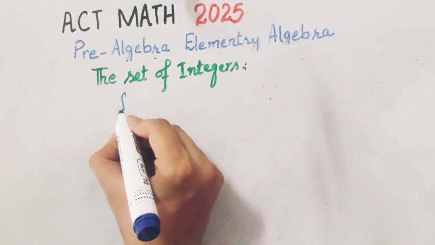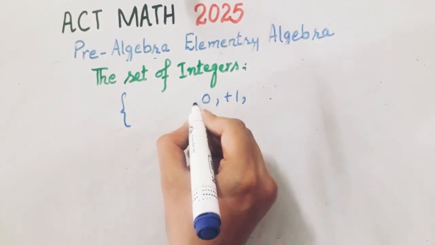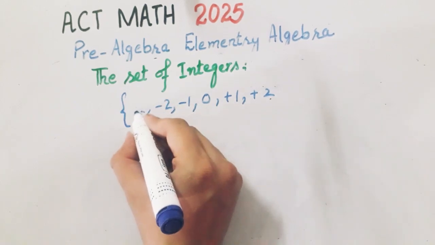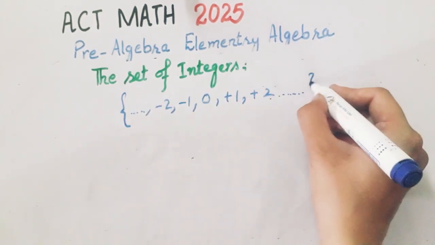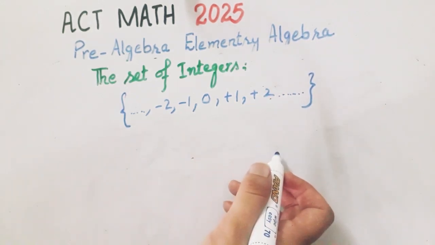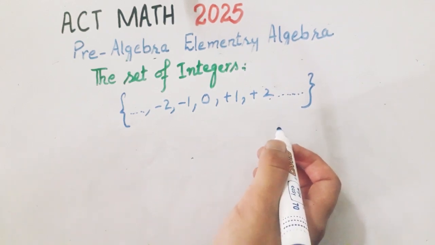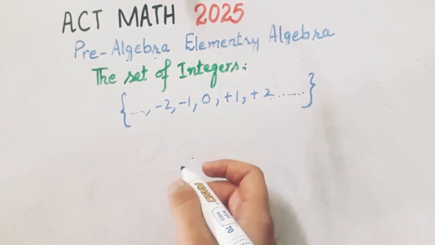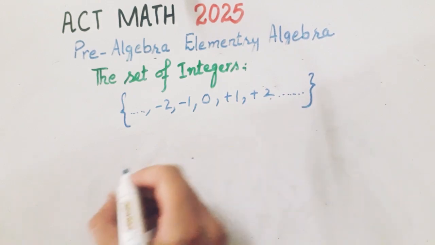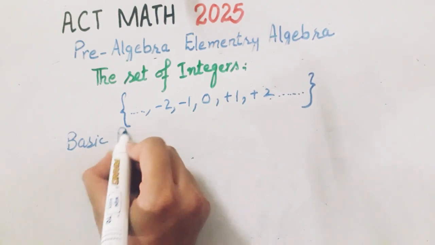We will write the set as 0, plus 1, minus 1, plus 2, minus 2, and so on. Arithmetic involving integers is similar to the arithmetic involving whole numbers, but with the understanding of how to take the negative sign into consideration. So there are some basic rules for this you have to understand.